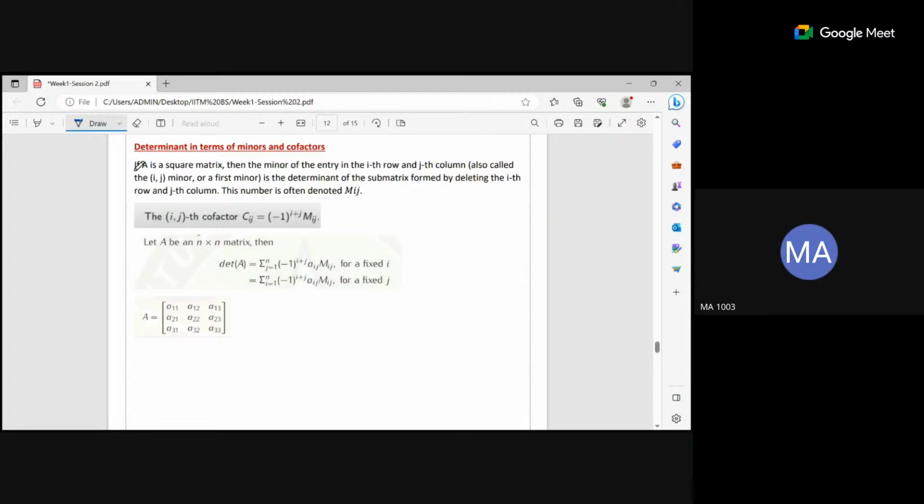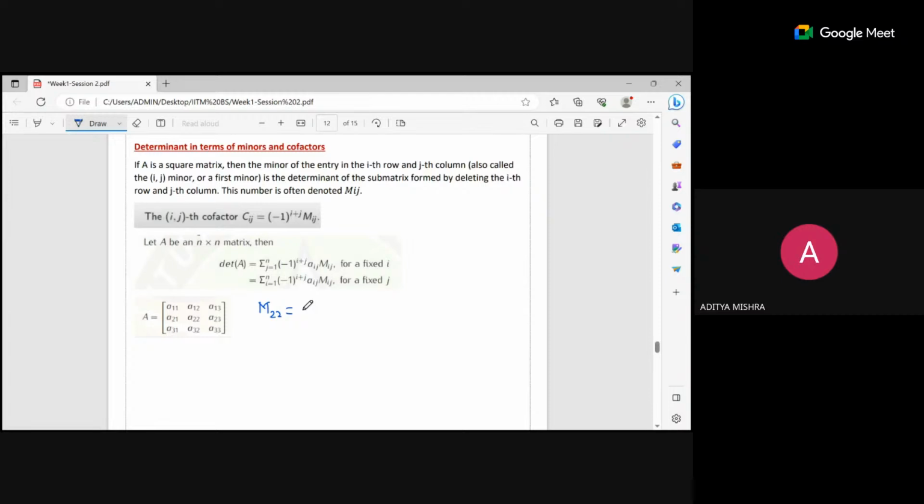So what is a minor of a matrix? We first consider any square matrix A. The minor of the entry in the ith row and jth column, also called the ijth minor, is the determinant of the submatrix formed by deleting the ith row and jth column. For example, you are considering this matrix A here, and let's say M22. What are the rows and columns you must be deleting from this matrix A?